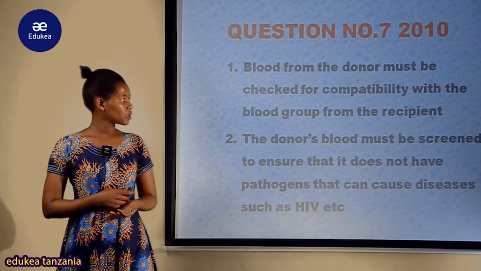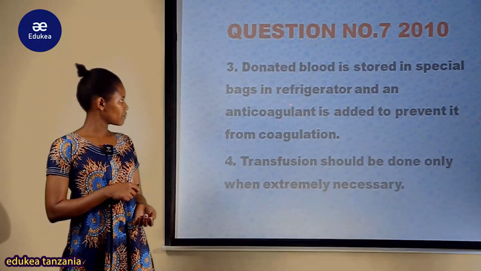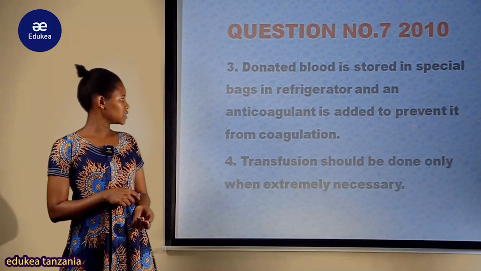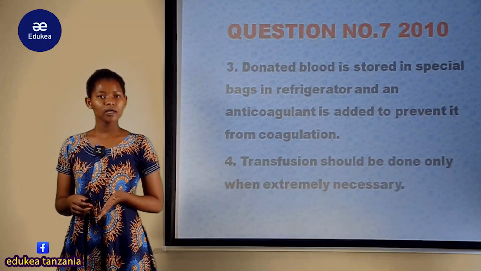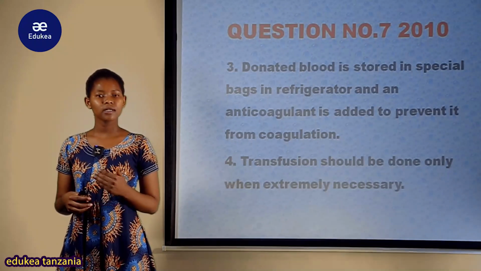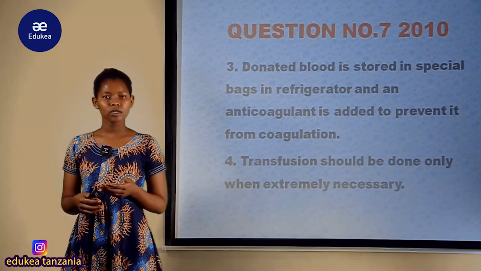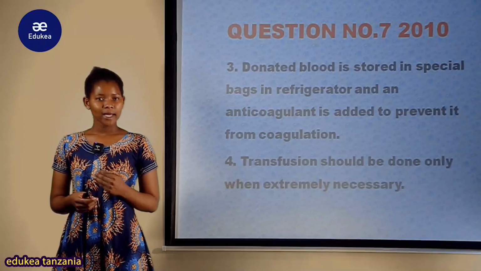Precaution nyingine is that donated blood is stored in special bags in a refrigerator and an anticoagulant is added to prevent it from coagulation. Pia damu ambayo imedonetiwa inabidi iwekwe kwenye refrigerator, ihifadhiwe kwa kuwekwa anticoagulant kwa ajili ya kufikishwa salama inakoenda na pia isiweze kuganda.